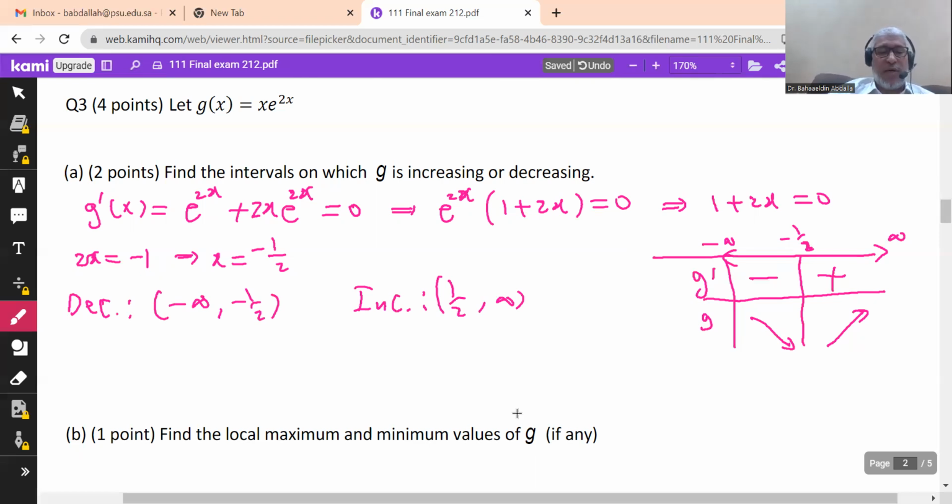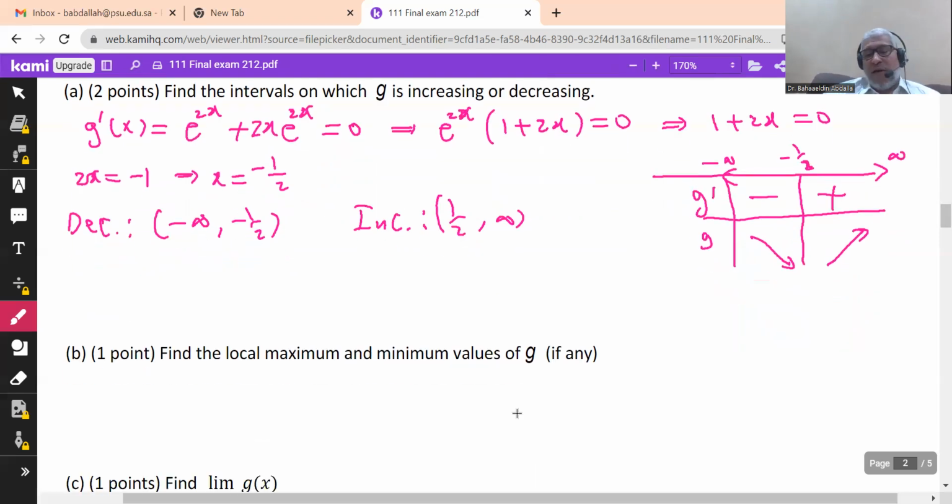Now the second part, part B: find the local maximum and minimum values of g. You can see here that g of negative half is a local minimum. And we don't have a local maximum. The local minimum is g of negative half.